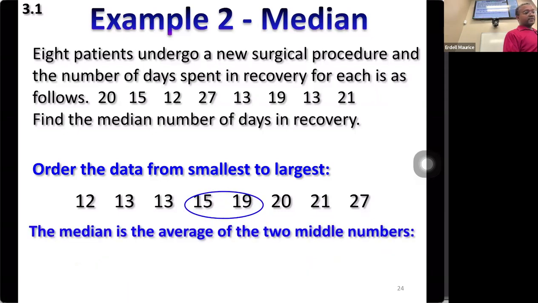And so take those two middle numbers, take the average, and that gives a score of 17. So that's going to be my median right there. Questions?